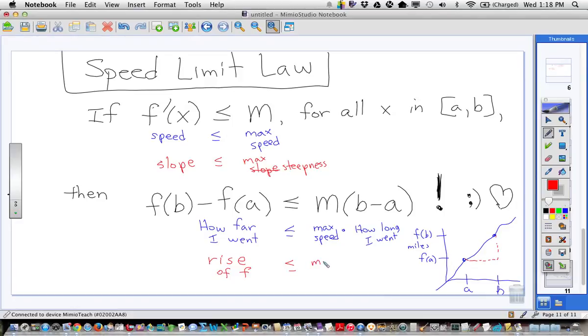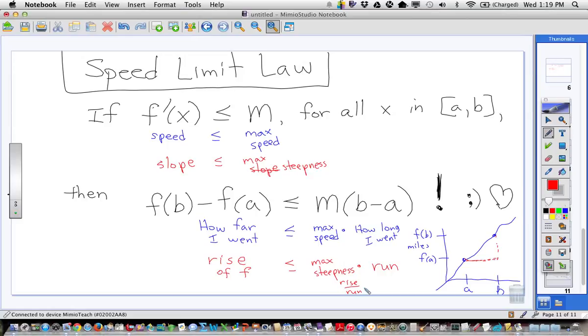M was our max steepness. Right? And what was b minus a in slope language? Look at my picture. b minus a would be the run. Oh, okay. If we take the steepness, of course, we know slope is rise over run, right? So M is slope, so it's rise over run. If you take rise over run times run, you get rise, right?